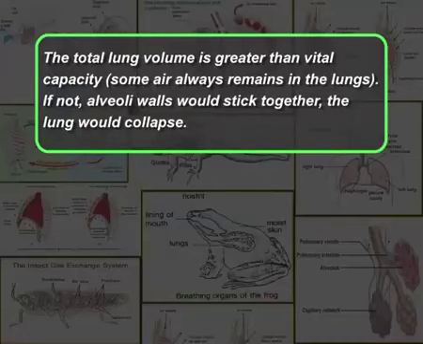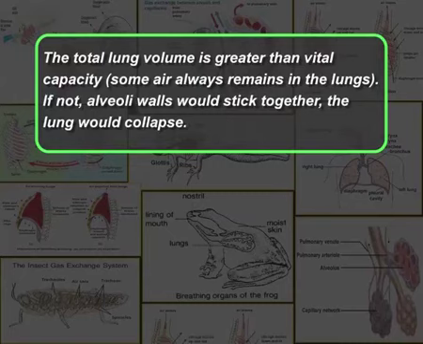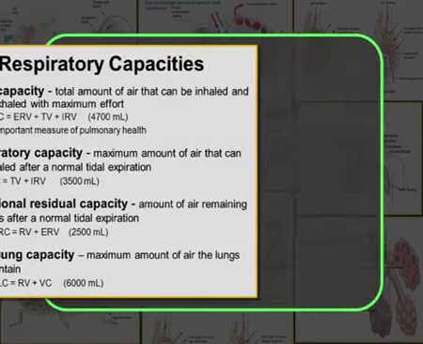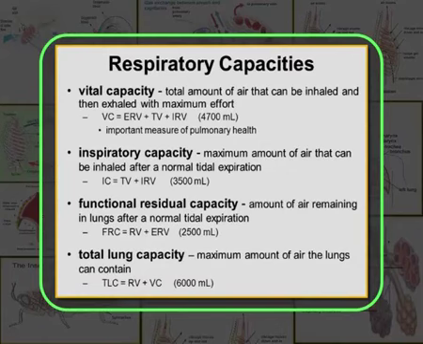The total lung volume is greater than vital capacity, as some of the air always remains in the lungs. If it were not there, the alveoli walls would stick together and the lung would collapse. So, respiratory capacities: one is the vital capacity, the total amount of air that can be inhaled and then exhaled with maximum effort. It is an important measure of pulmonary health.